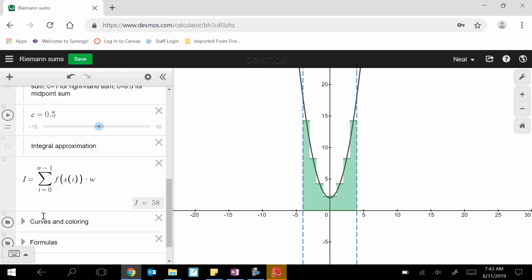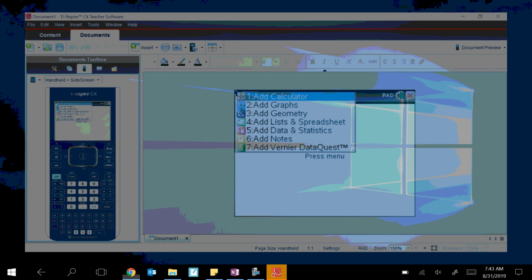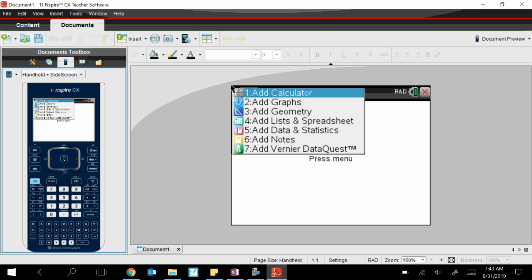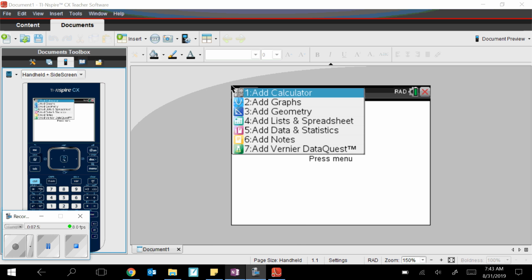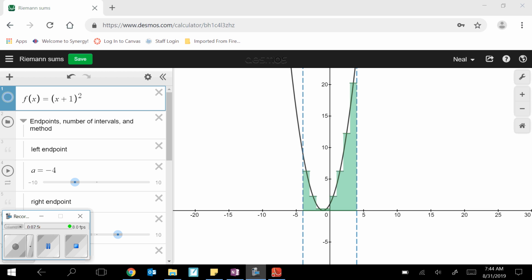Oh, hey, look. This thing finally loaded 10 days later. Well, I've already showed you how to use this one, so how about I show you how to use the Inspire in class? This is a better visual representation of it anyway, as long as it works.